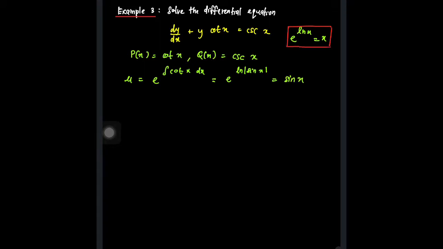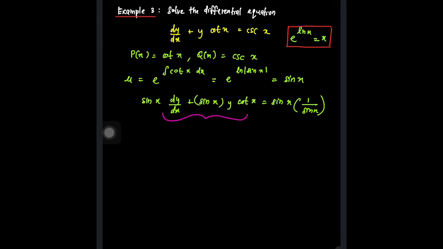So multiply both sides with the integrating factor, you will get sine x dy over dx plus sine x times y cotangent x is equivalent to sine x times cosecant x. Cosecant, you can just write as 1 over sine, therefore here 1 over sine x. You know that this part you will get after you apply the product rule, or after you differentiate d over dx of sine x times y. So it is equivalent to this one. You can simplify, you just get 1.